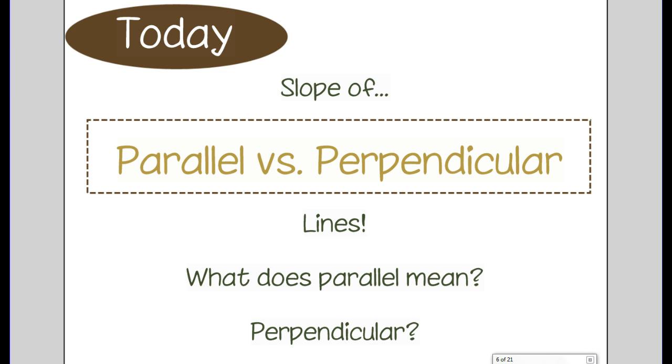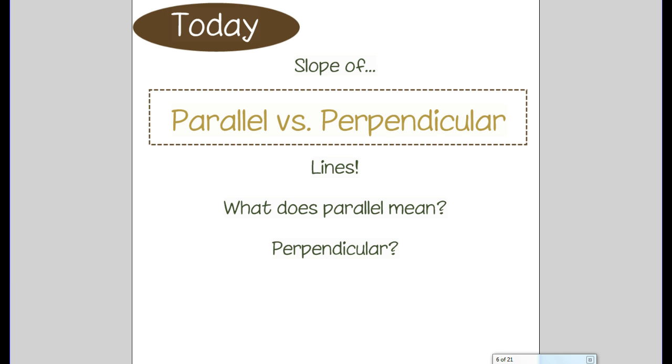What does parallel even mean? Show me with your arm. Show me parallel. Parallel. Never intersect. Going the same direction. You can go this way like a roller coaster, and then this way, but they cannot intersect, ever. They are going the same direction. They do not intersect.